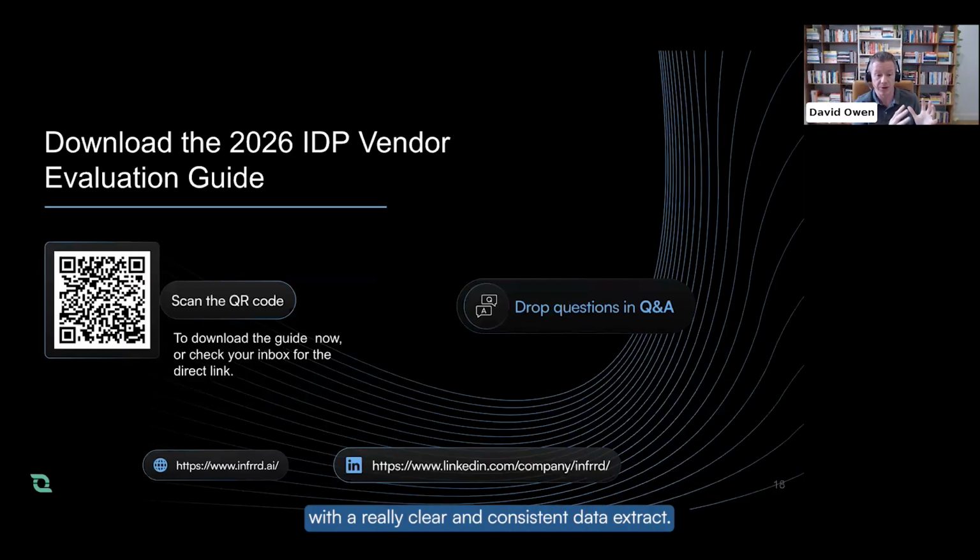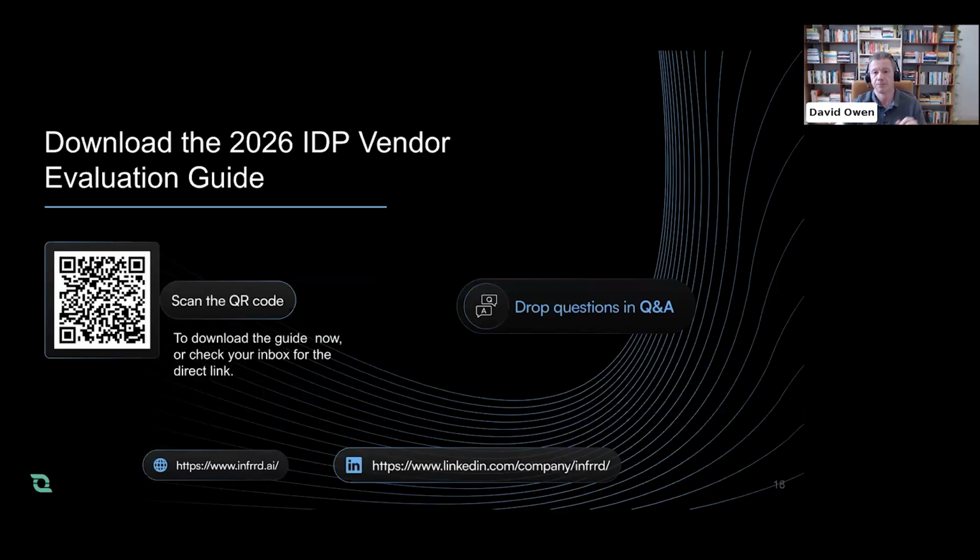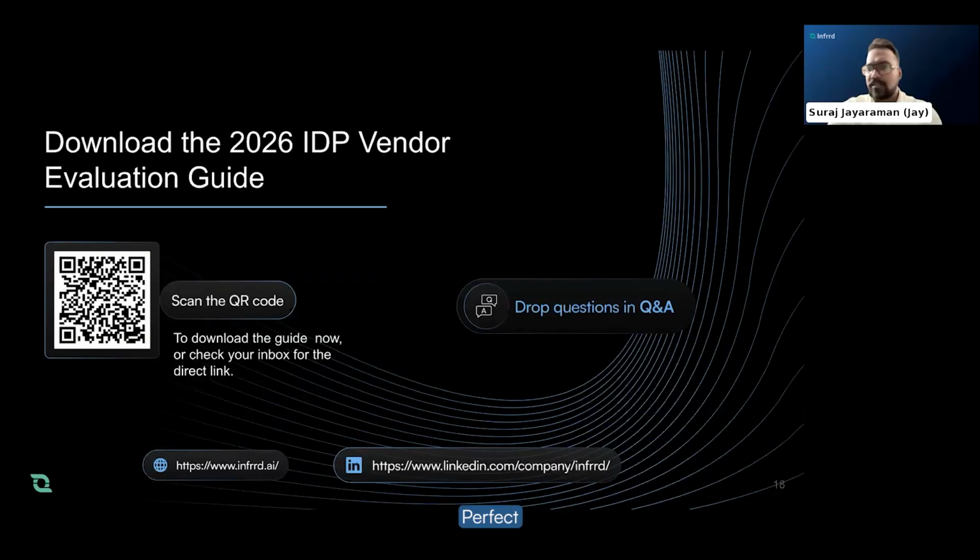Set up your POC with a really clear and consistent data extract. You've already got a consistent sample set that you're going to use in every revolution, and then analyze the differences and the deltas between your model runs. Perfect. That is good.